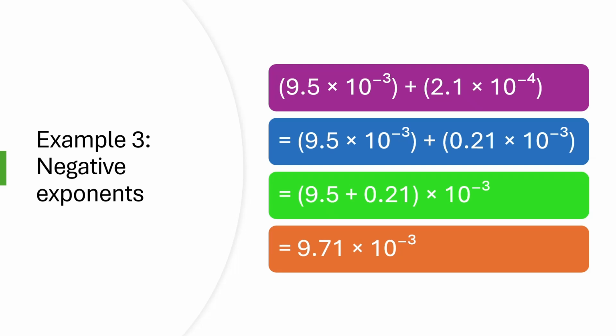And by doing so, we're going to move the decimal point from its original position to the left. So that is why 2.1 becomes 0.21. If the exponents are the same, we can now simply add the two coefficients, 9.5 and 0.21. So we have 9.71 times 10 to the negative 3 as our final answer.